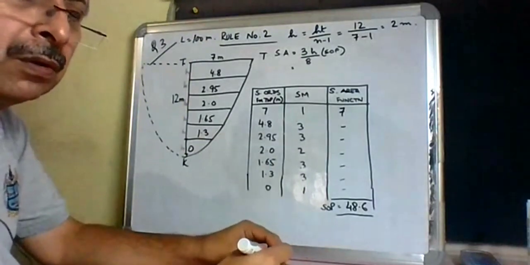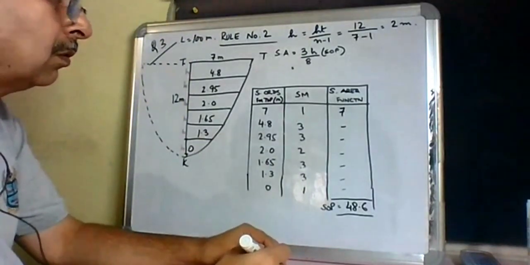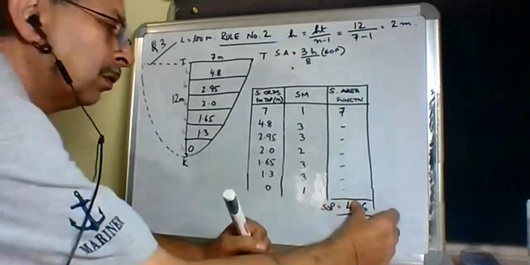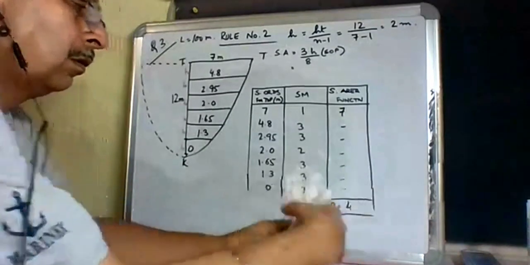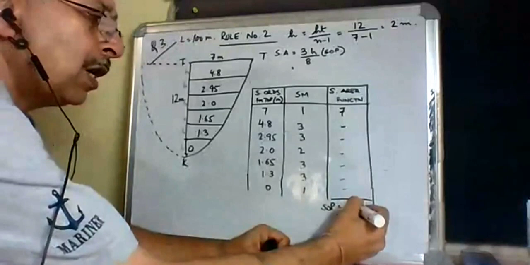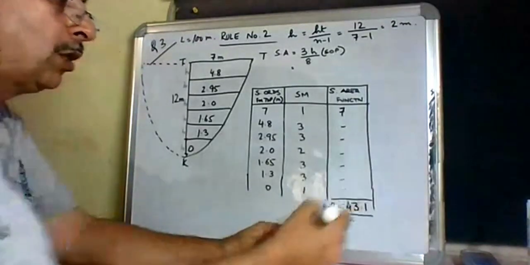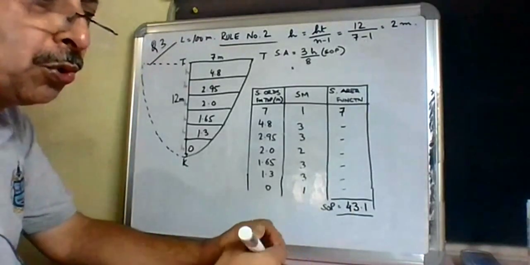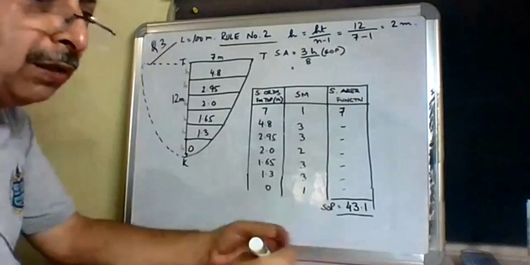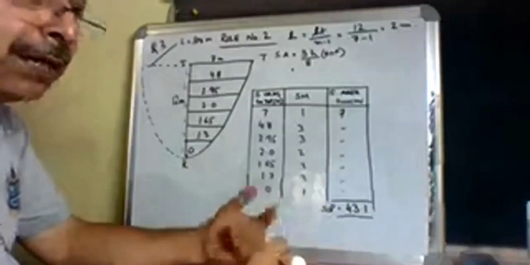Sir, the answer is coming 43.1. Yes, sir, 43.1. Semi area is 43.1. See, I had specially told you. You didn't listen. I want you to use rule 2. I told you specially. Got it, sir. I am making you practice Rule 2.